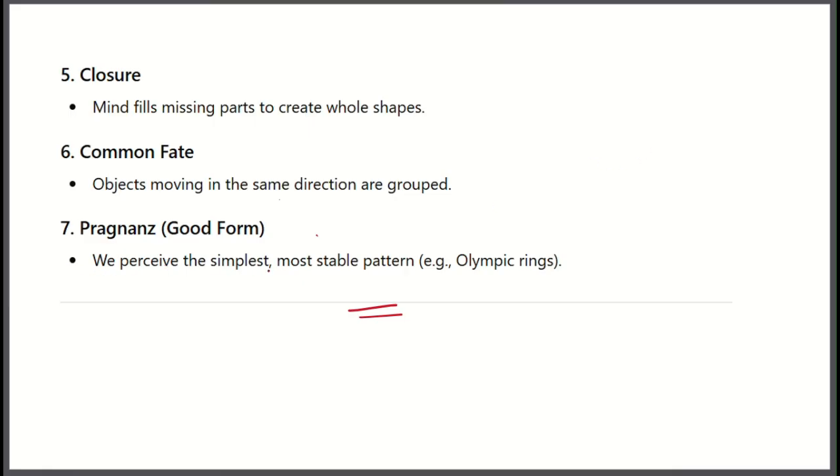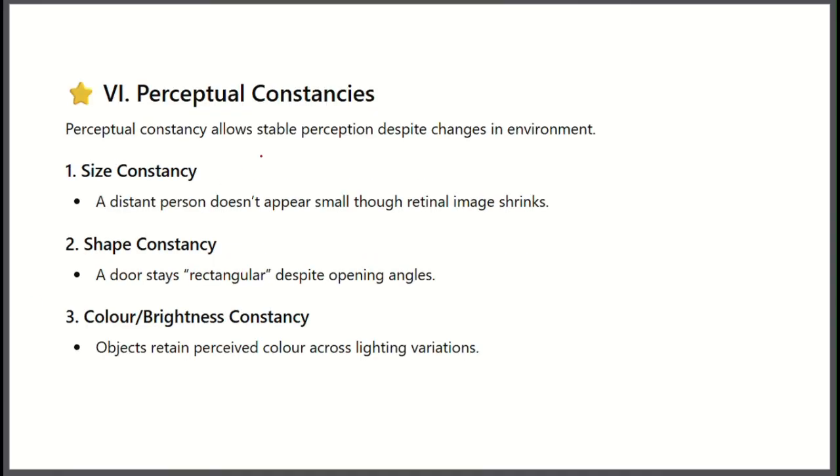Prägnanz, or good form: we perceive the simplest and most stable pattern, for example, the Olympic rings. Perceptual constancies. Perceptual constancy allows stable perception despite changes in the environment. Size constancy: a distant person does not appear small, though the retinal image shrinks. Shape constancy: a door stays rectangular despite opening angles. Color or brightness constancy: objects retain perceived color across lighting variations.